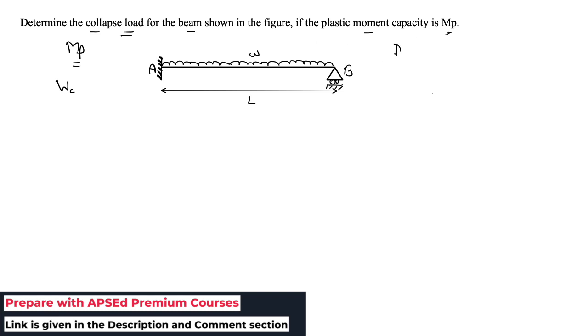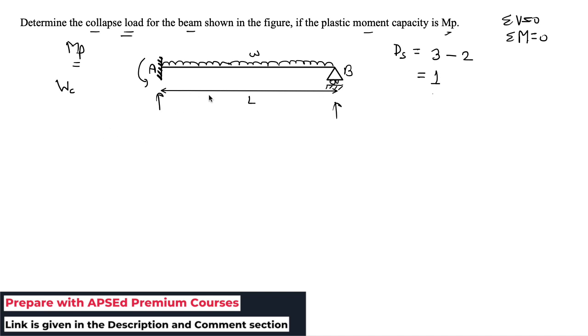So if we see the degree of static indeterminacy, for this beam there will be a vertical reaction at the fixed support and a moment at the fixed support and a vertical reaction at the propped end. So we have three unknown reactions, and equilibrium equations we'll have two, that is the summation of vertical forces equal to 0 and summation of moments about any point equal to 0. So we have two equilibrium equations. So degree of static indeterminacy here is 1.